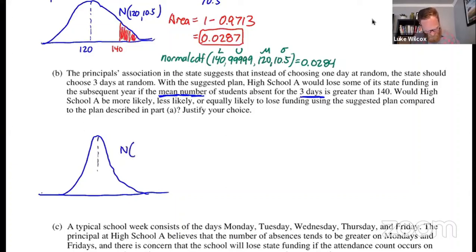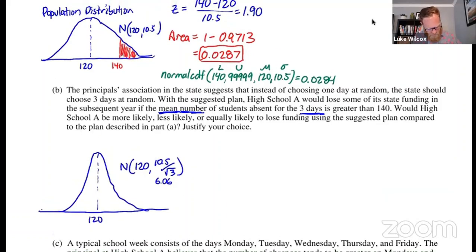and it will have the same mean as the population distribution, but the standard deviation is no longer 10.5. It is going to be 10.5 over the square root of n, which in this case is 3. So just in case you wanted to know, that gives us a standard deviation of about 6.06. So the difference between this distribution and the one above it is that now we are looking at the sampling distribution of the sample mean x bar.